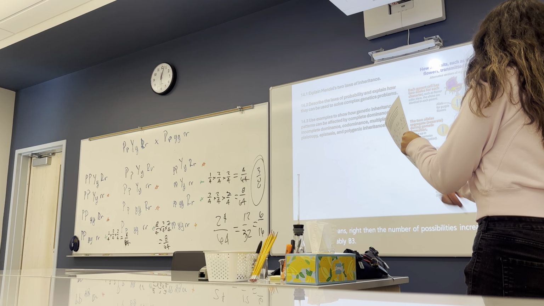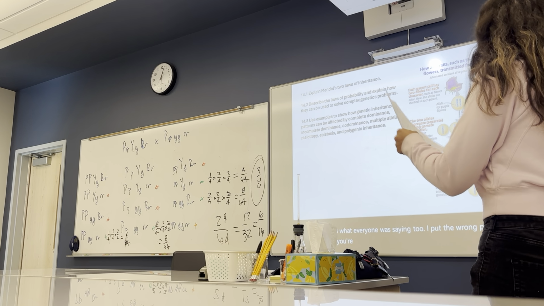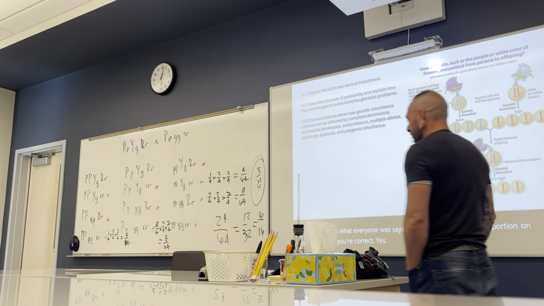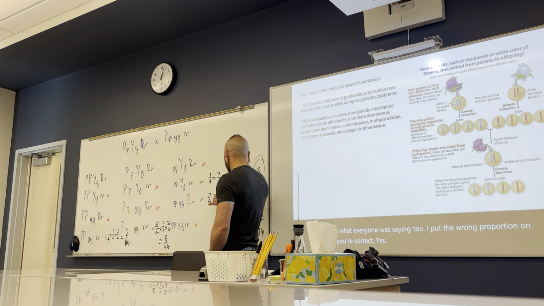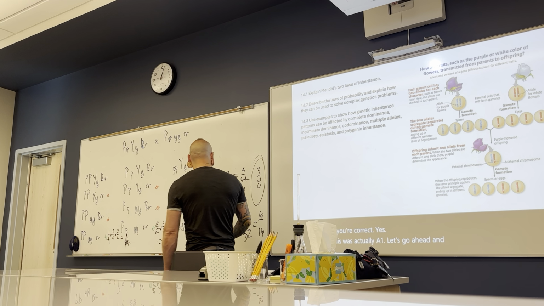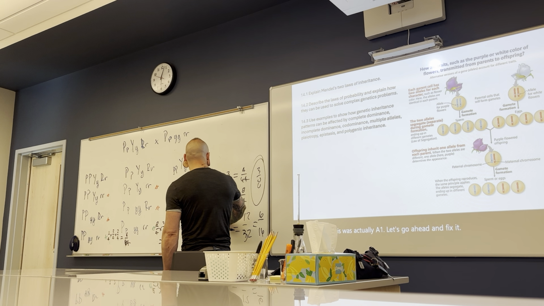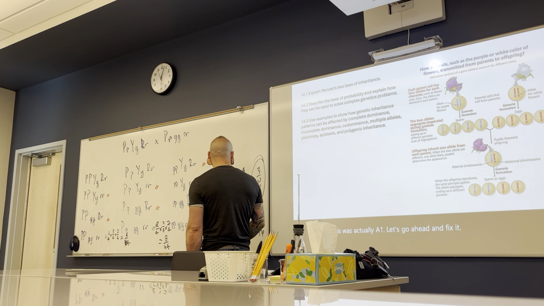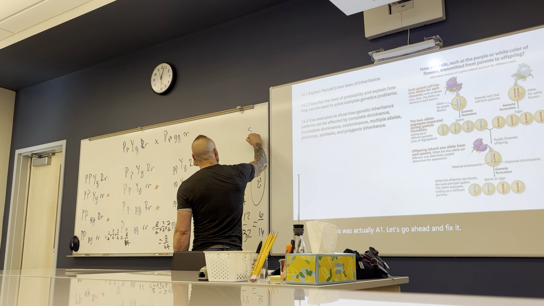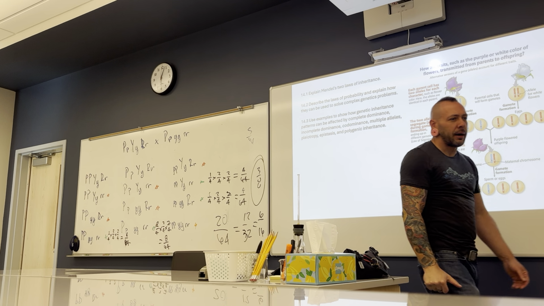Yeah, that's what everyone was saying too. I put the wrong proportion on there. Yes, you're correct. All right, this one's actually a 1. Let's go ahead and fix it. It's actually 23. Okay, that's 4 out. Oh yeah, that makes that 4. Now it's 20. Now it's 5 out of 16. There we go. All right, moving on.